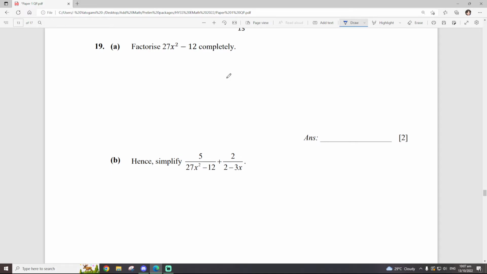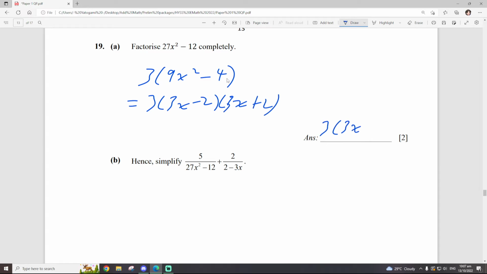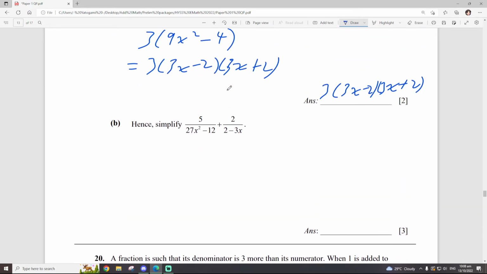Factorize the following completely. Okay. We can factor out 3, which gives 9x squared minus 4, which is the difference of 2 squares. So 3x and 2. So 3x minus 2 and 3x plus 2. Hence simplify the following. Okay.